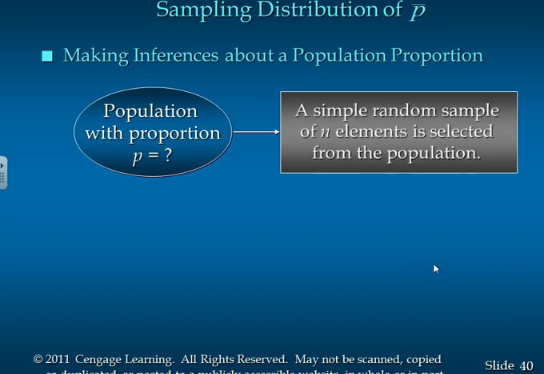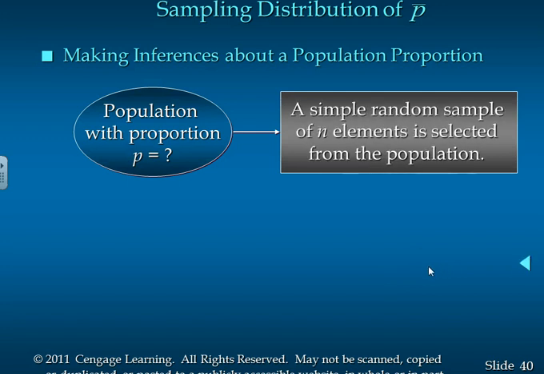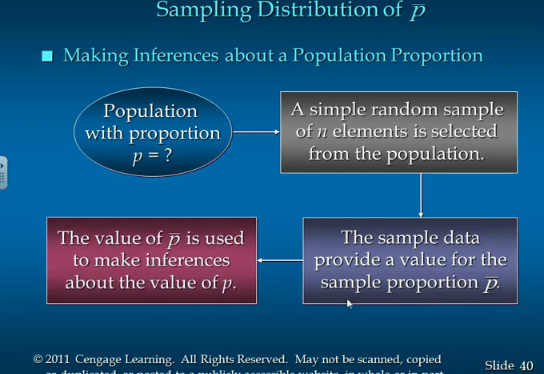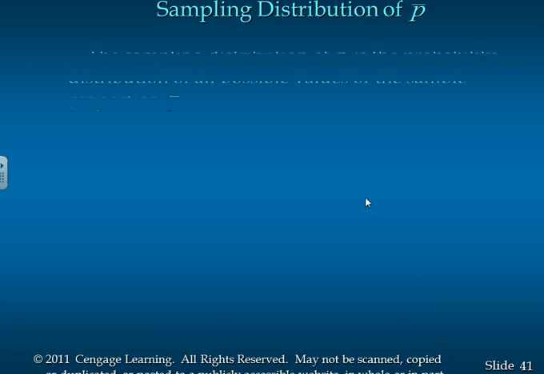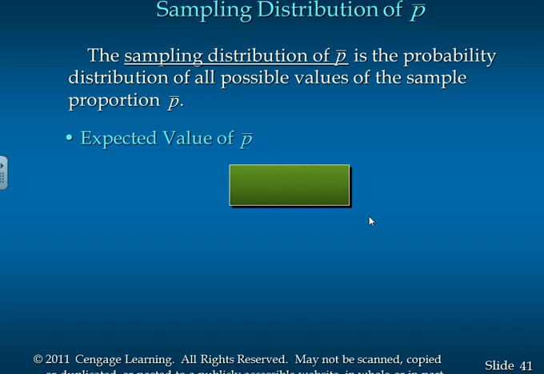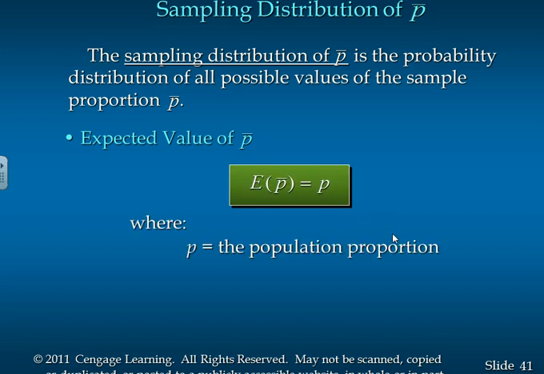Population proportion. A simple random sample of n elements is selected from the population. The sample provides a sample proportion, and we make an inference back to the population. So in the case of, am I in the dorm or not? Yes or no? That's what we're talking about. Just a yes or no thing. Expected value. The expected value of a yes or no question would be yes or no, I guess.